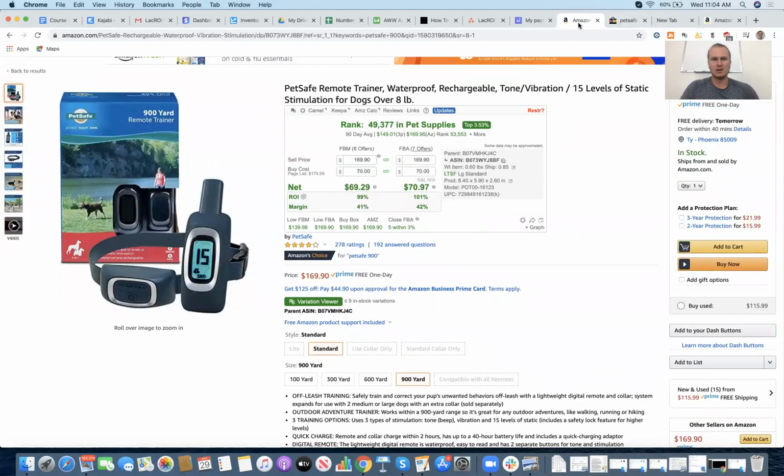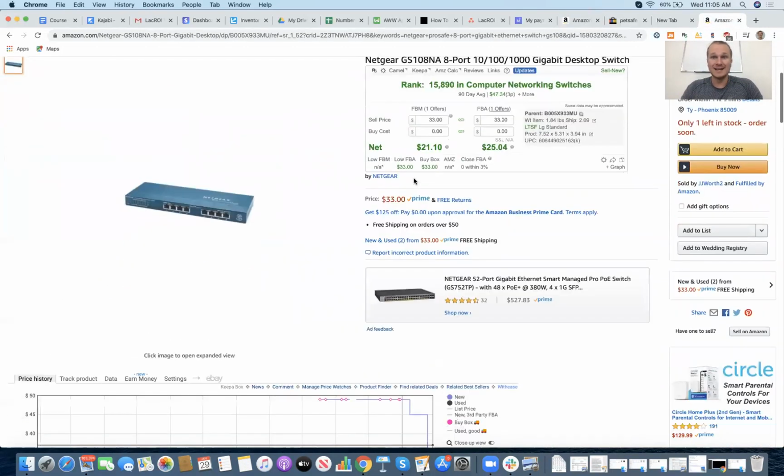You can make a lot of money on it. And can you sell it for enough to make money on it? Yes. That is a good product. This PetSafe is a good product to do because you can sell it. It has a lot of movement, and you can buy it at a good price. This is a good product. Compared to this Netgear, this is a bad product. That's something that's interesting as well.